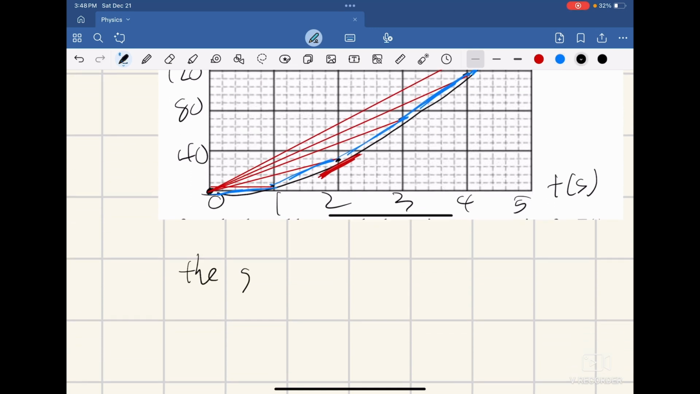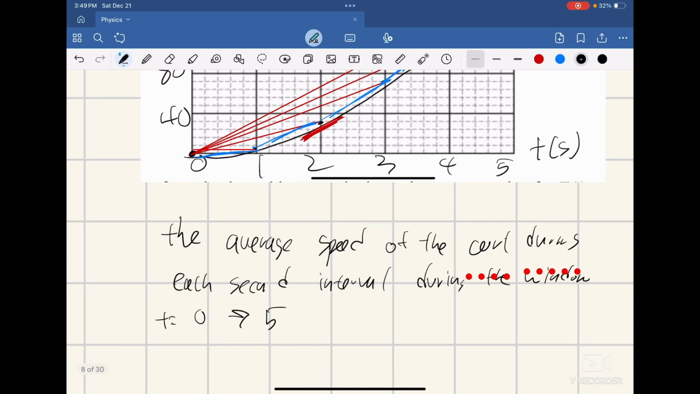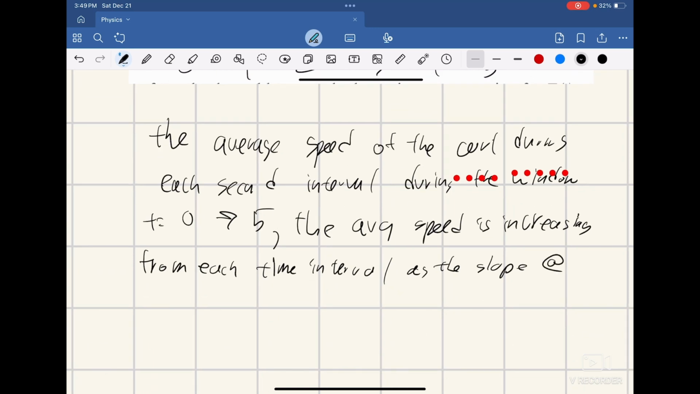The average speed of the car during each second interval during the window t equals 0 to t equals 5 is increasing from each time interval as the slope at each interval becomes steeper.